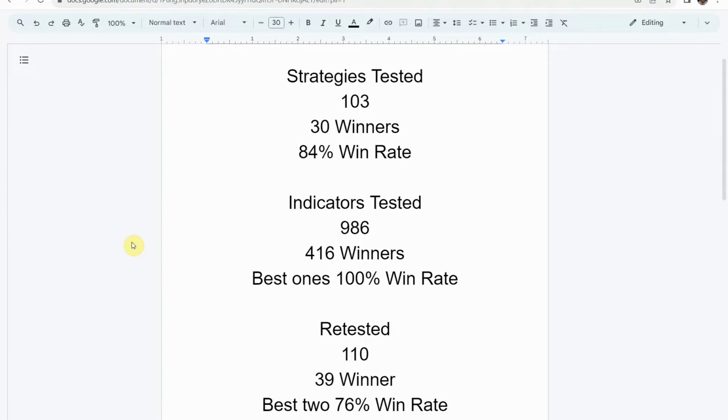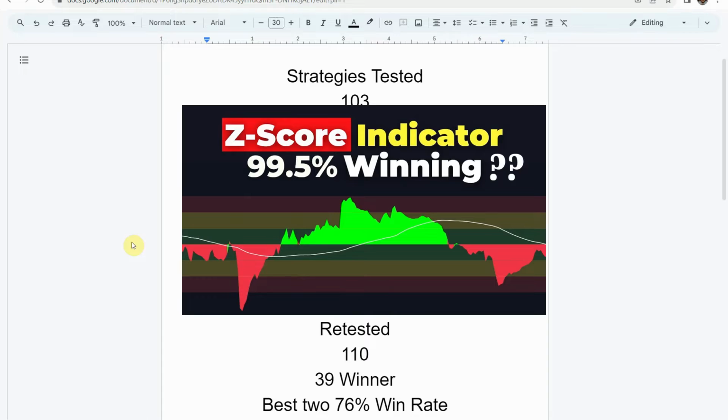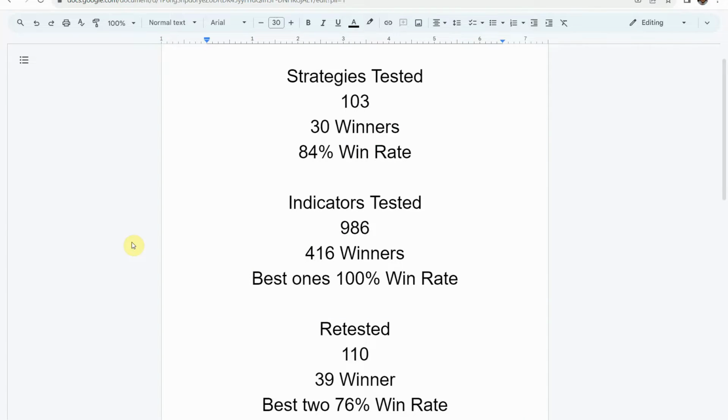So to date, we have tested a total of 103 different strategies, with 30 of them being winners. The best one so far was able to achieve an 84% win rate. That is the Academy of Forex indicator with the Z-score probability indicator. I will put a thumbnail up of that video on screen right now, and I will also link to it at the end of this video with that same thumbnail. That way you can go straight there and watch that video on the best strategy that we have tested so far.